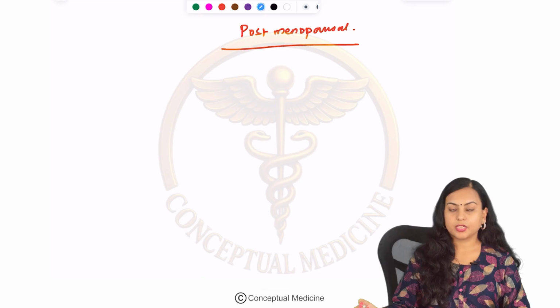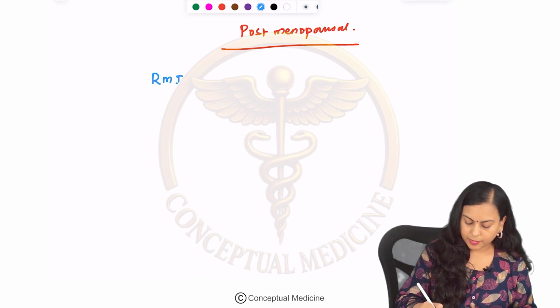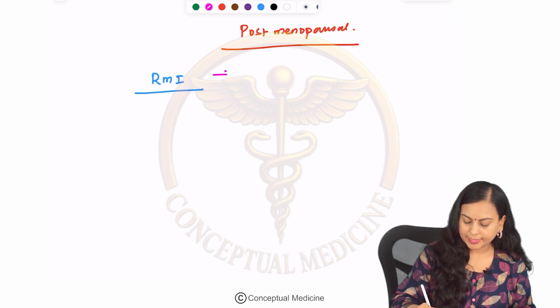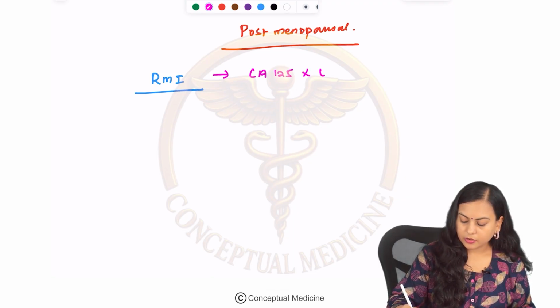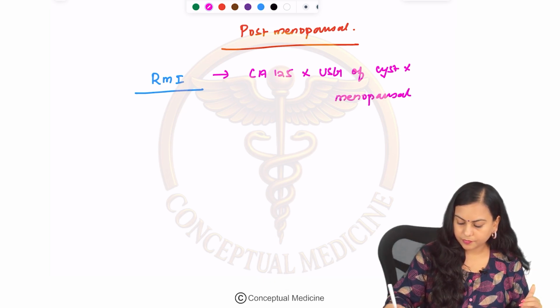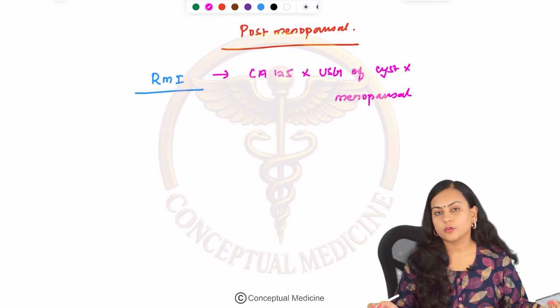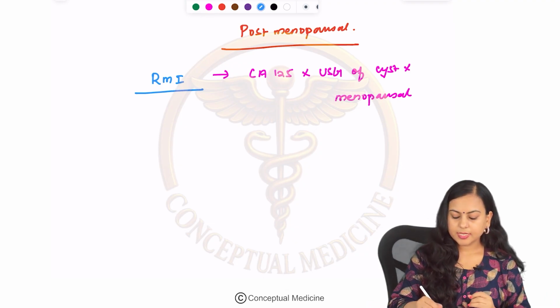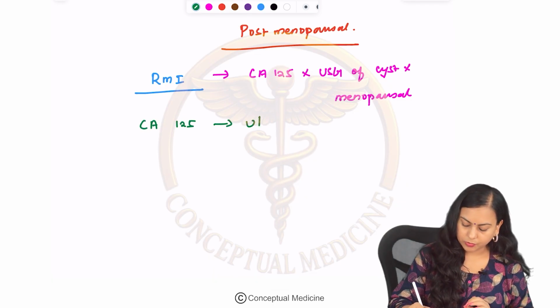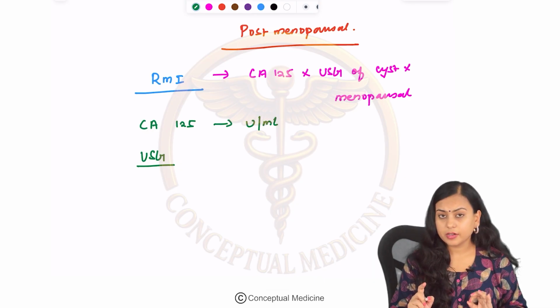Right. Suppose the woman is postmenopausal, you have to check something called the risk of malignancy index. The risk of malignancy index is calculated by using your CA125 score, then your ultrasound features of the cyst, and the menopausal status of the female, whether she is premenopausal or postmenopausal. The CA125 value means you can have the exact value in units per ml, and ultrasound features of the cyst means you have to give her an ultrasound score.